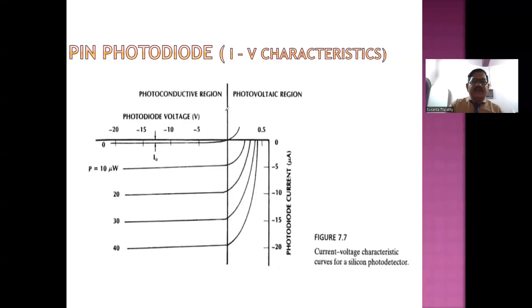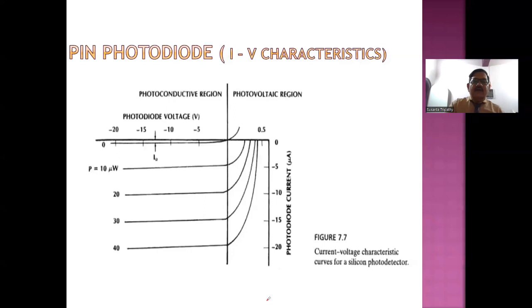And this is actually the VI characteristics. As you can see, in this region the current is something like this. When you increase the power, the current gradually increases. Let me tell you that if you are using this pin photodiode, it will work in this region, particularly this negative region, the reverse bias region.